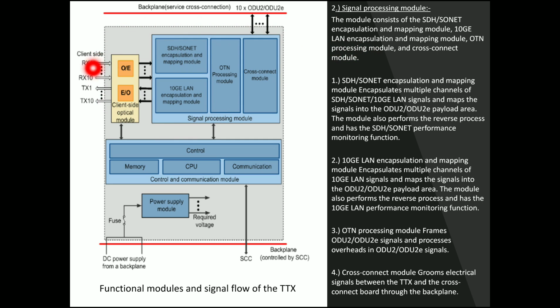So till here, the client-side optical module just received the client services, and the mapping process is done, OTN processing is done, and cross connection module electrical grooming is done to the backplane. And this ODUk electrical signal is sent to the backplane for further communication with the line card.